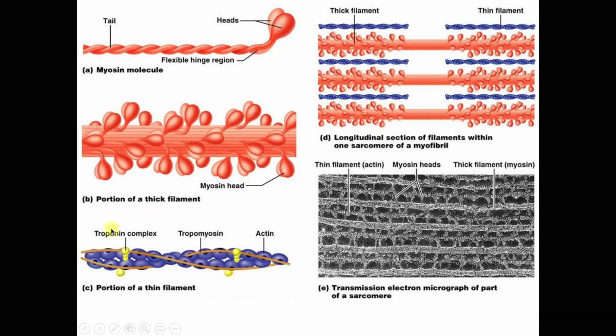Then this is the thin filament. You can see how this globular protein is twisted helically. And this is a TEM of this sarcomere. You can see how the thin and thick filaments are overlapping with each other.